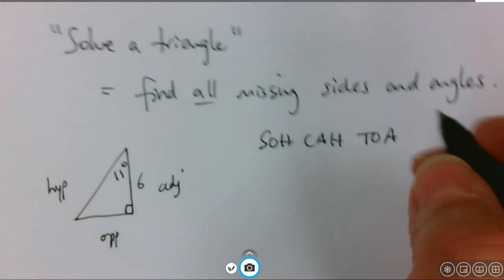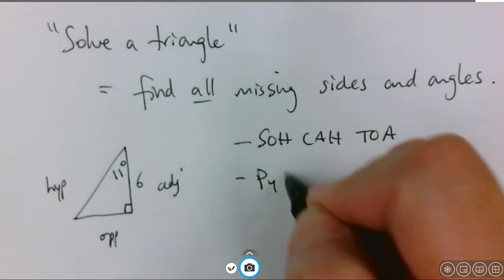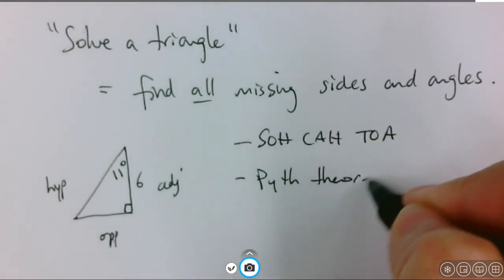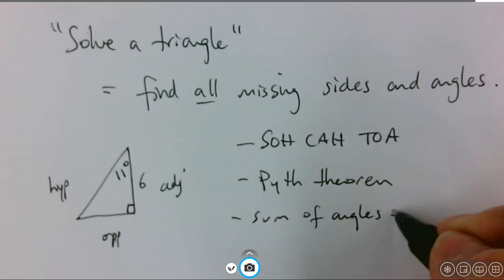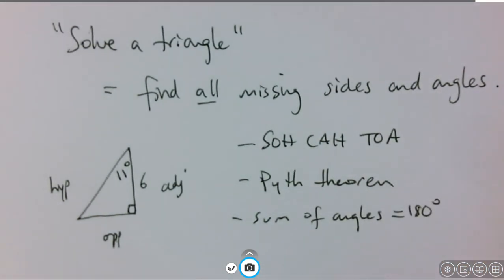You use SOHCAHTOA, you can use the Pythagorean theorem, or you can use the sum of the angles being 180. Those are our tools for solving a triangle.